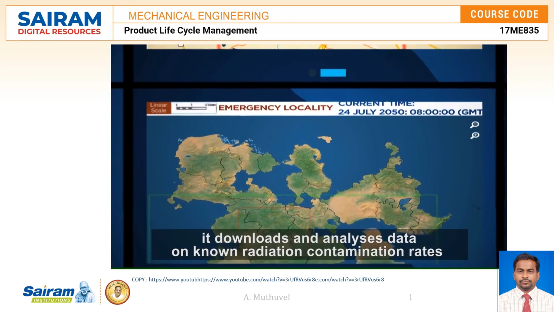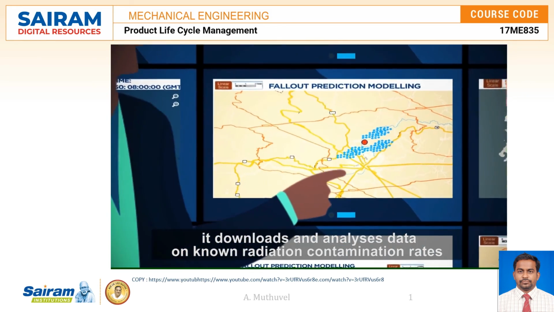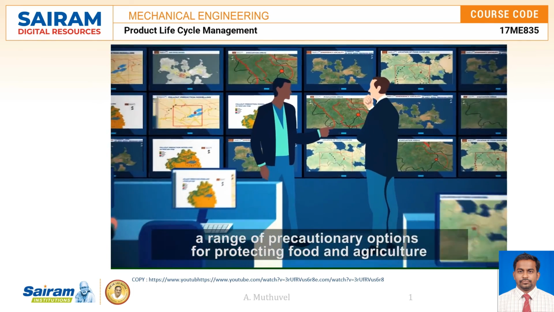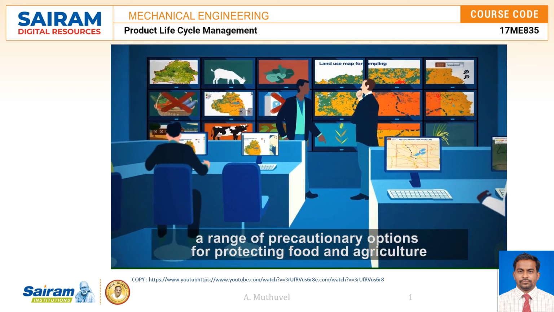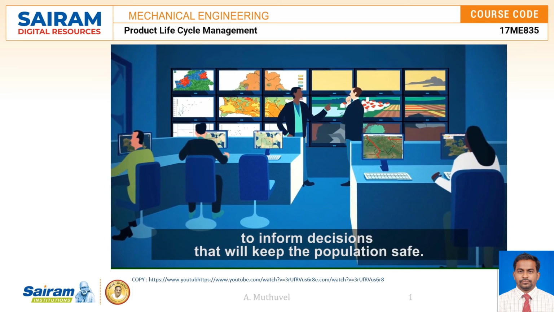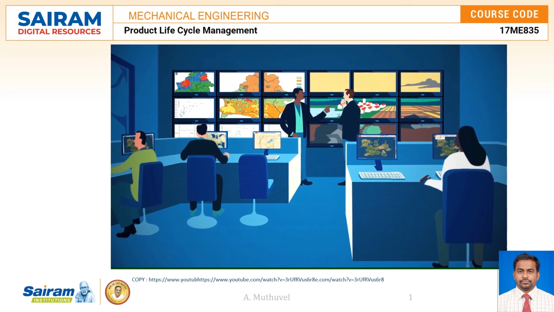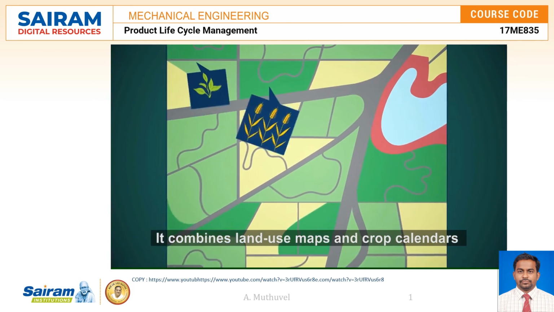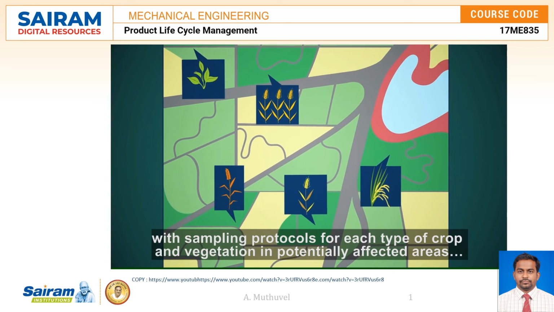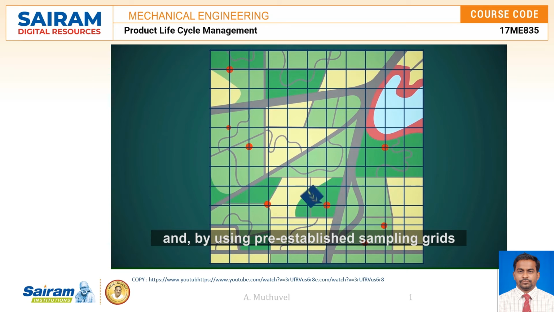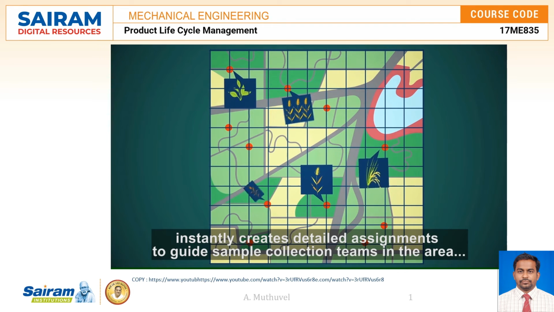Immediately, it downloads and analyzes data on known radiation contamination rates, and within minutes gives decision makers a range of precautionary options for protecting food and agriculture. At the same time, it computes what additional data will be needed to inform decisions that will keep the population safe. It combines land use maps and crop calendars with sampling protocols for each type of crop and vegetation in potentially affected areas. And by using pre-established sampling grids, it instantly creates detailed assignments to guide sample collection teams in the areas.